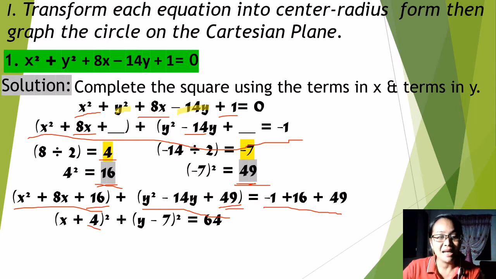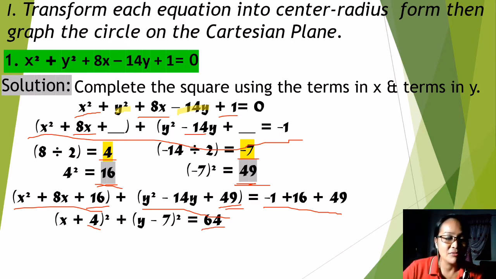Bakit minus? Kasi negative 7 ang resulta ng quotient natin kanina. Negative 7, yung kulay yellow. Okay, and then exponent 2. Outside the parentheses is equal to, so 16 plus 49, 65 minus 1 is 64.